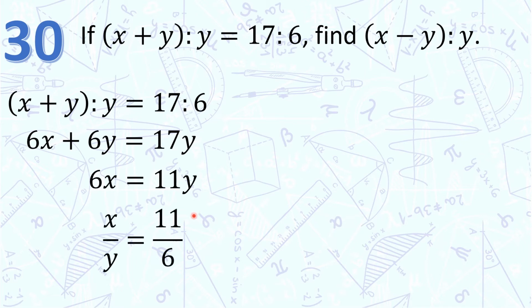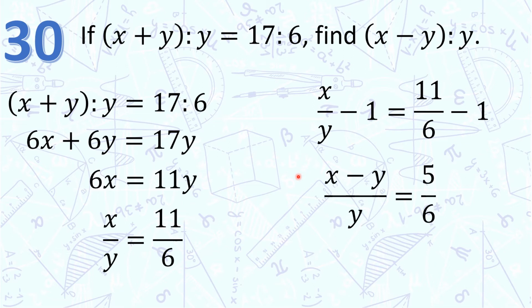Rewriting the proportion, we will have x over y equals 11 over 6. Now, if we subtract 1 from both sides of the equality, we will have x over y minus 1 equals 11 over 6 minus 1. Rewriting the left-hand side as a single fraction, we have x minus y over y equals 5 over 6. And written as a proportion, this will be x minus y to y equals 5 to 6. Therefore, the answer is 5 to 6.